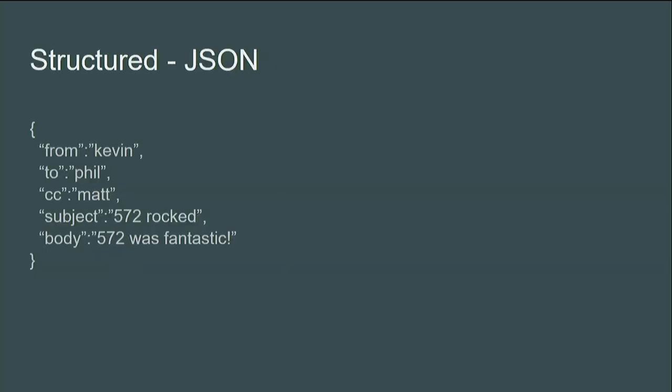JSON I love. Again, we're getting context. Now we're moving beyond key value and saying, this is my source IP, this is my destination IP. Now, this is much easier for me to read.